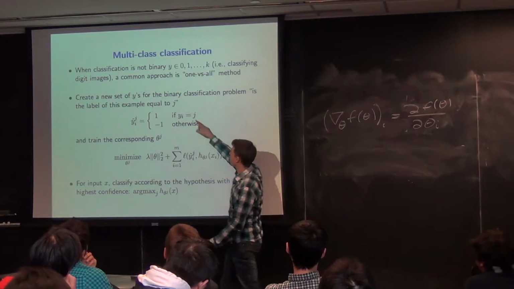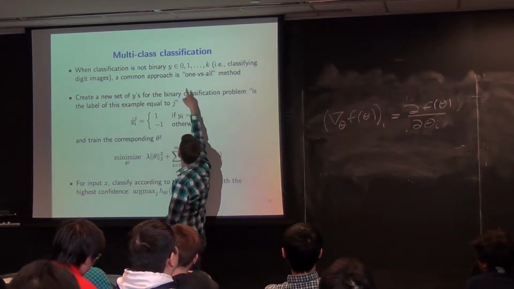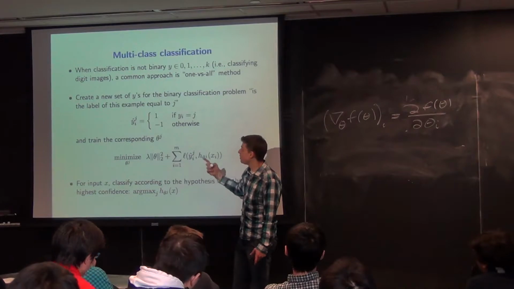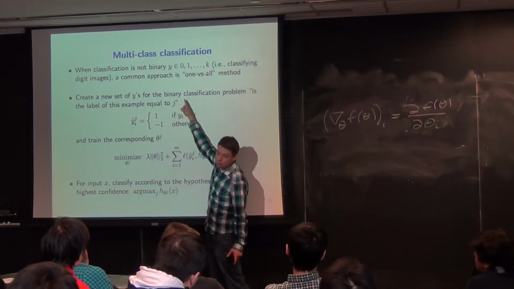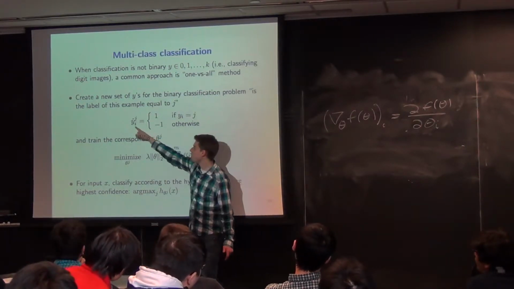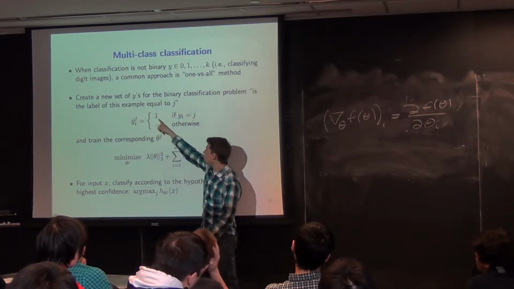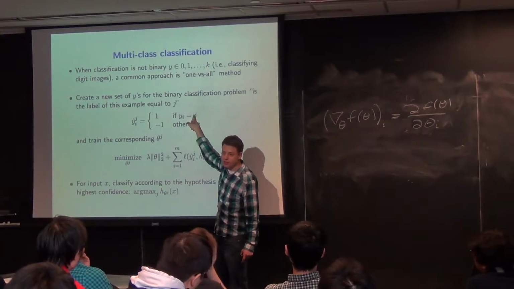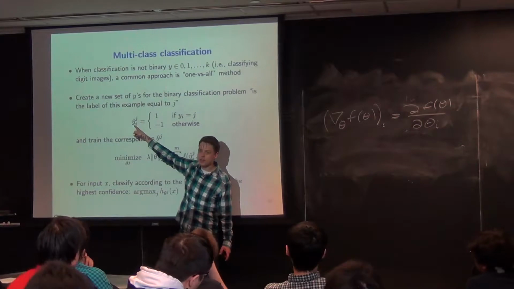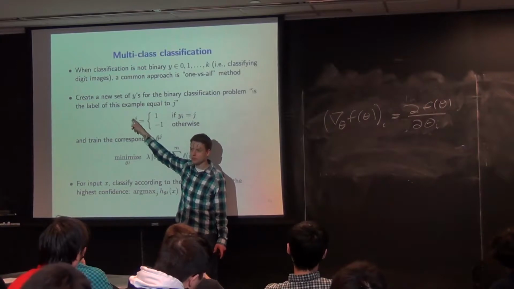The idea is you have our y's, and y's now are in some set, 1 to k, say. I should probably have it be 1 to k, not 0 to k. And we're going to create a new set of y's that are binary for each of the different possible labels. Right? And I'm calling these y hat superscript j, which is equal to 1 if this label equals j, and -1 otherwise. So these labels here are an indicator of, does the ith example have label j?